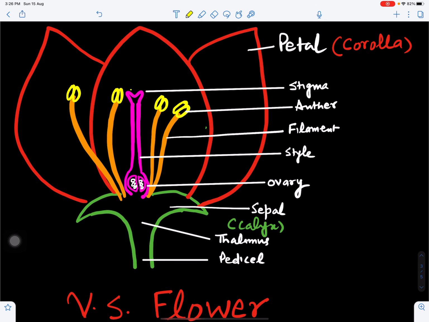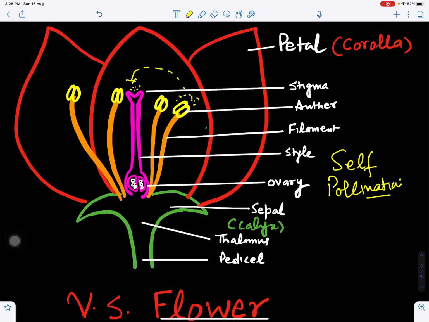The stigma is the part which will receive the pollen grains, and pollen grains are liberated from the anthers, and they can fall on the same stigma or they can fall on the stigma of another flower. If they fall on the same, this is called self-pollination. This liberation of pollen grain and falling on the stigma is called pollination. If they fall on another flower, this is called cross-pollination.